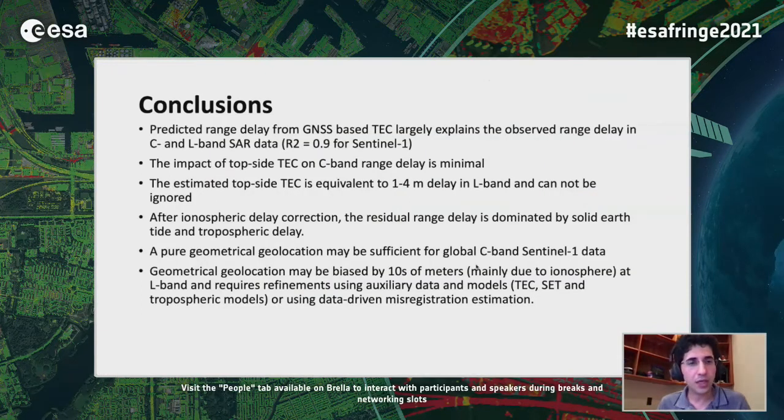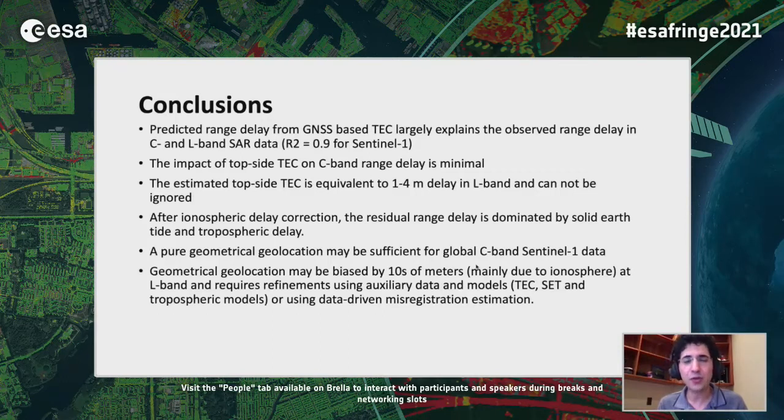In conclusion, I hope that it is clear that ionosphere is going to be our major issue for geolocation errors for L-band, no surprise. But with some corrections, we might be able to get down to 1-2 meters in the range direction. I believe for many applications, C-band is fine just with the geometrical approach, but with what you saw from the previous talk, I personally am very excited to explore that more, and we can get even better geolocation errors.